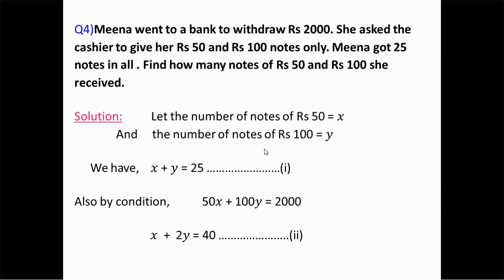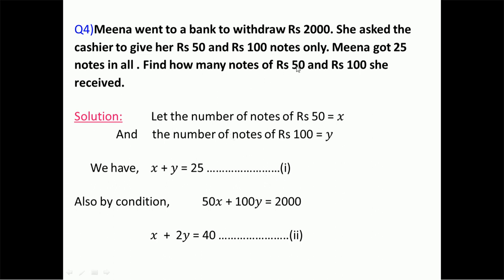So we don't know how many notes of 50 rupees and 100 rupees she got. So let the number of notes of rupees 50 be x and number of notes of rupees 100 be y. Now what they said, Meena got 25 notes in all, means these are the number of notes x and y. So their addition is 25. So x plus y is equal to 25. So this gives us the first equation.